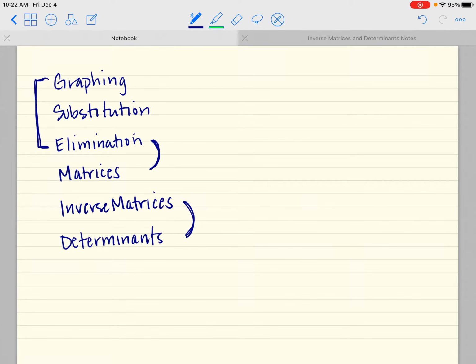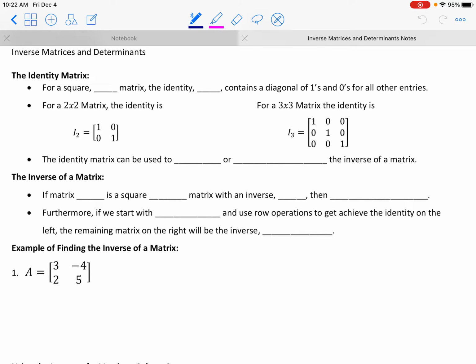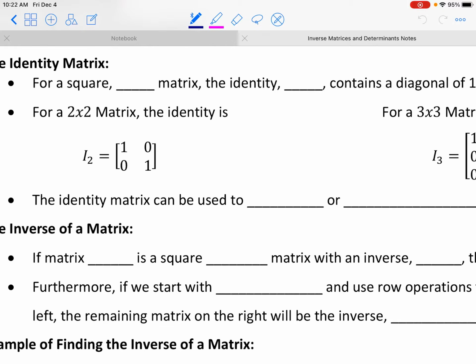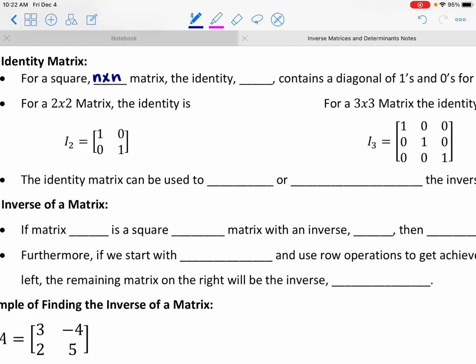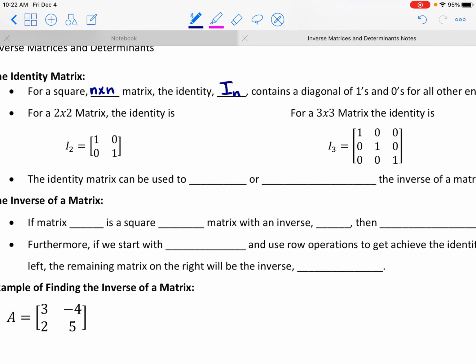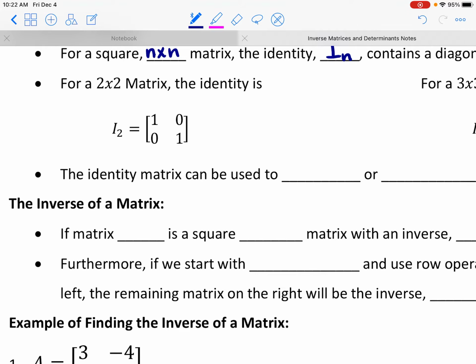Okay, so let's look first at inverse matrices. Now, inverse matrices are connected to something we call the identity matrix. So for a square matrix, a square meaning it's got n rows and n columns, same number of rows and columns. So for a square n by n matrix, the identity, which we would call I sub n, contains a diagonal of 1s and then 0s for all other entries. So for instance, for a 2 by 2 matrix, we've got 2 rows, 2 columns. Okay, so a 2 by 2 square matrix. We have this diagonal of 1s and then 0s for our other entries.